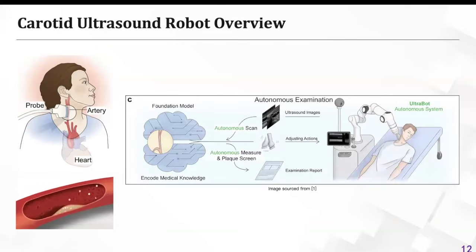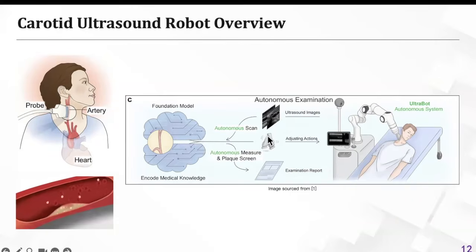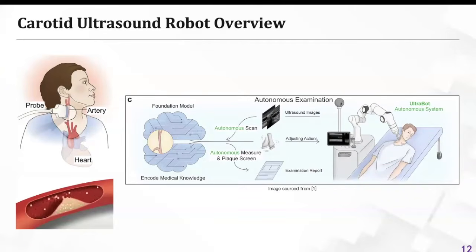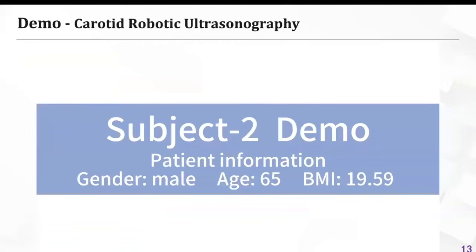In this work, we build a fully autonomous robotic system powered by an AI model. It is capable of performing autonomous scans based on the scanning decisions output by our model. After obtaining all the key anatomical structures or high quality ultrasound images, we can perform biometric measurement and plaque screening. Based on all the results, the system will output a structured examination report, which reflects the subject's blood health. Before diving into the details, let's look at the demos of our carotid robot.